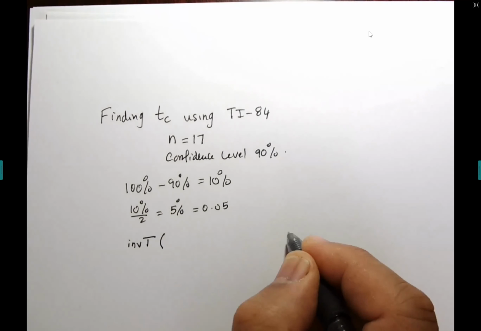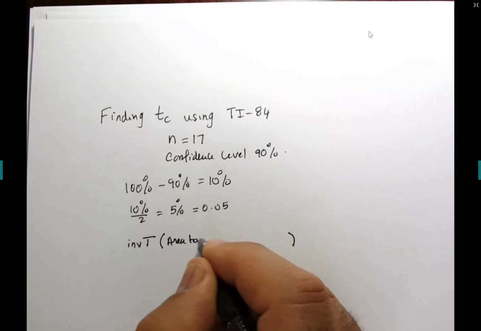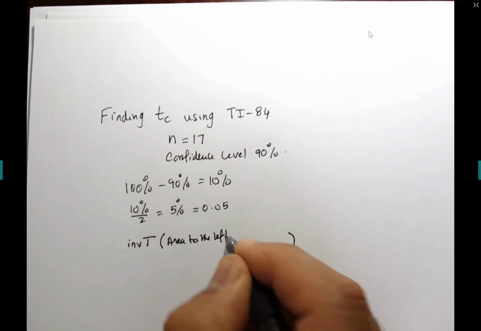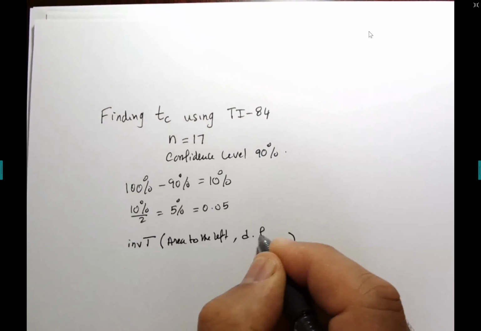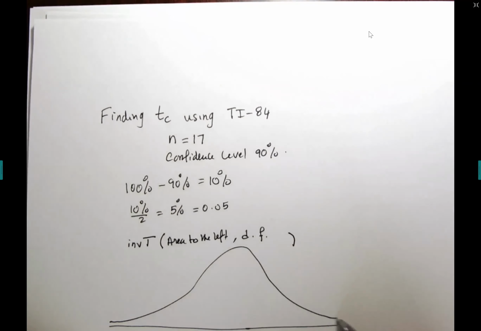It needs 2 arguments from you. It needs area to the left, and then it needs degrees of freedom. Now, let me tell you what I mean by an area to the left. Here is your interval. Let's say you're doing 90%. This is T. There is a 5% here and there is a 5% there. And the calculator just needs one area to the left to be able to find the critical value.